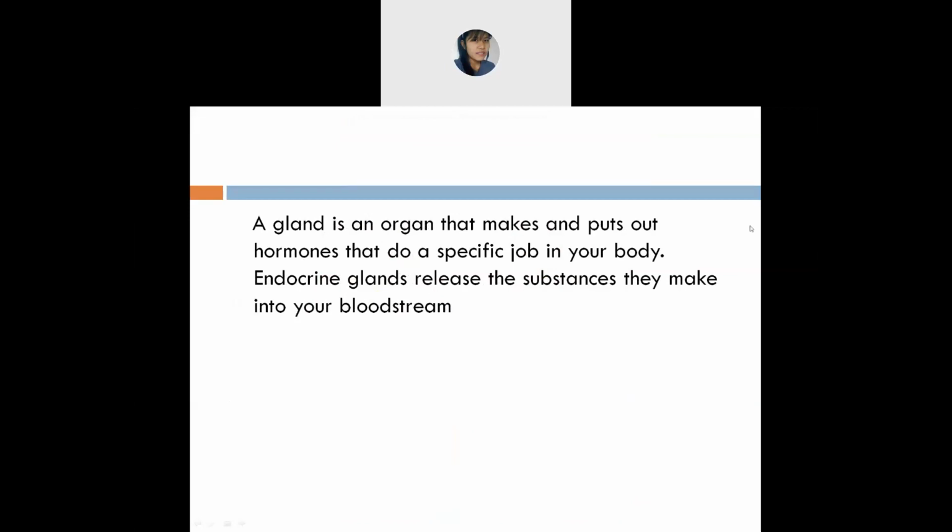In simple words, you just need to know that this endocrine gland produces hormones and does its own function in its own way. And afterwards they supply those hormones into the bloodstream. Okay, yes, ma'am. So in simple words, I'm just explaining it to you.